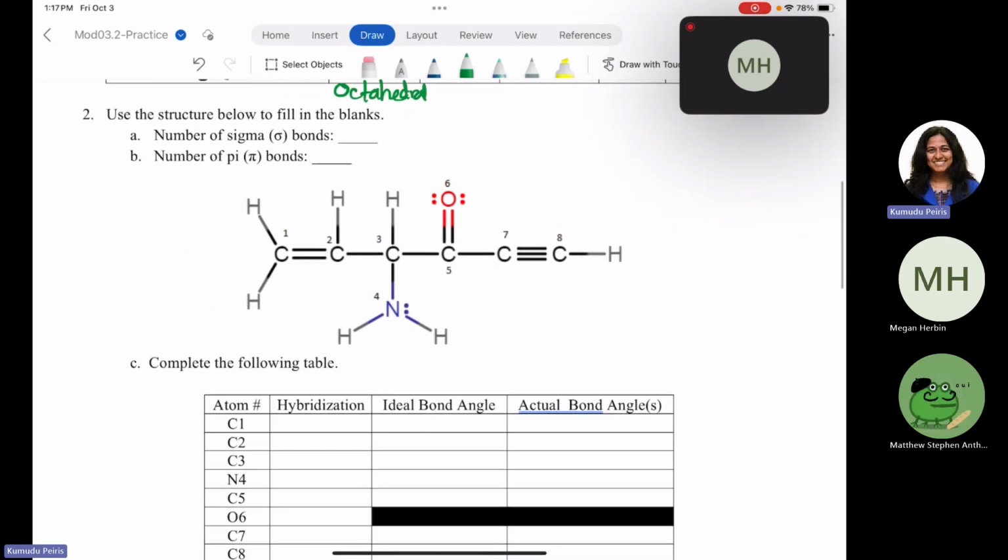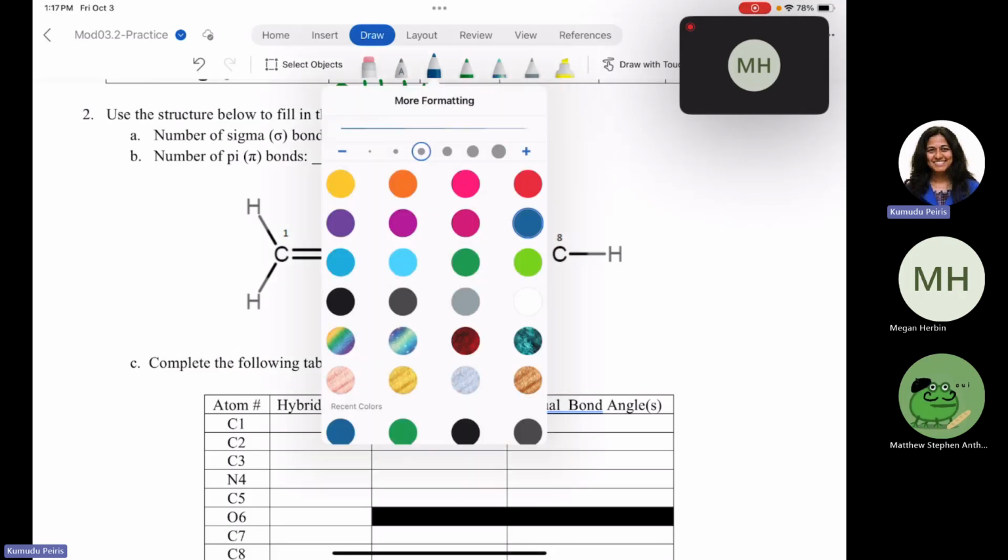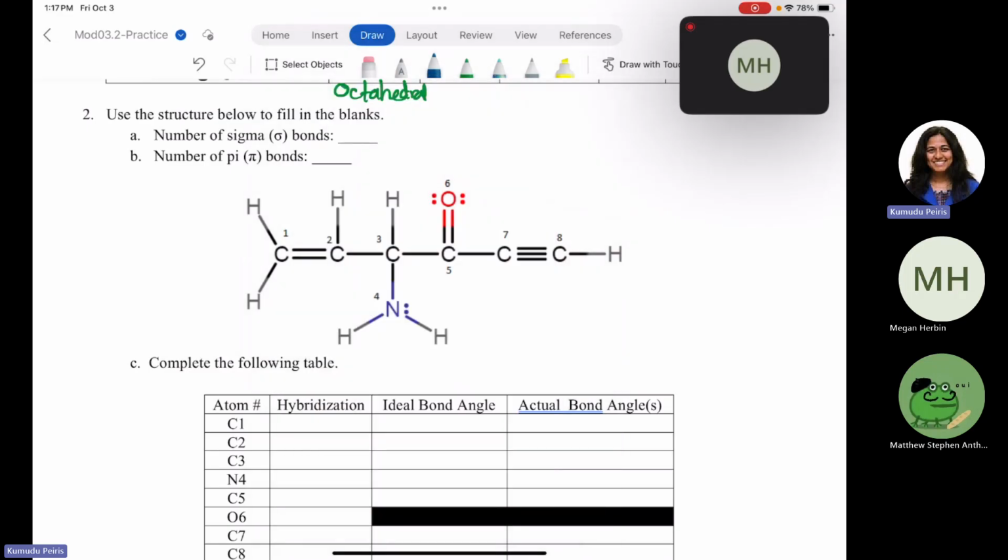Okay, we'll move to the next question. Use the structure below to fill in the blanks. Number of sigma bonds. Let's count the number of sigma bonds.